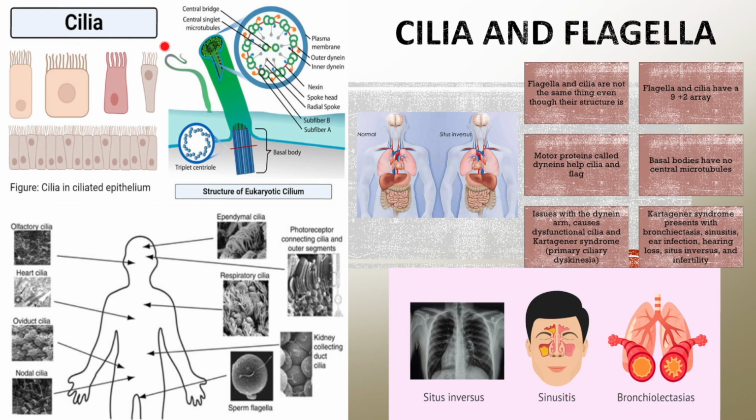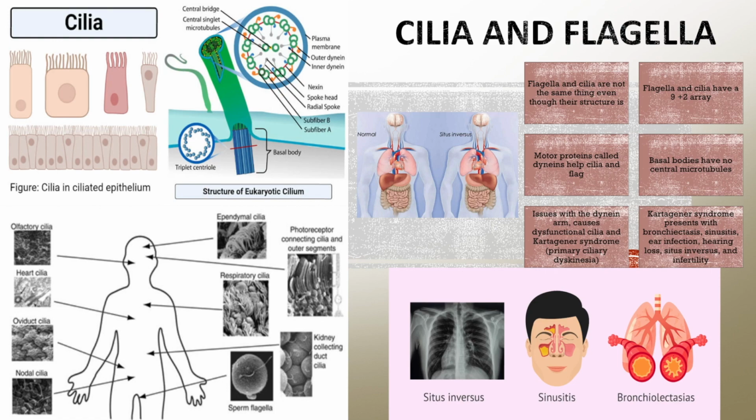Now let's look over here at this image. We can see that there are 9 pairs of microtubules arranged in a circle, along with 2 microtubules in the center of the circle. This is commonly referred to as the 9+2 array. Flagella and cilia have motor proteins called dyneins on the outside, and these dyneins move along the microtubule to help the flagella or cilia move.